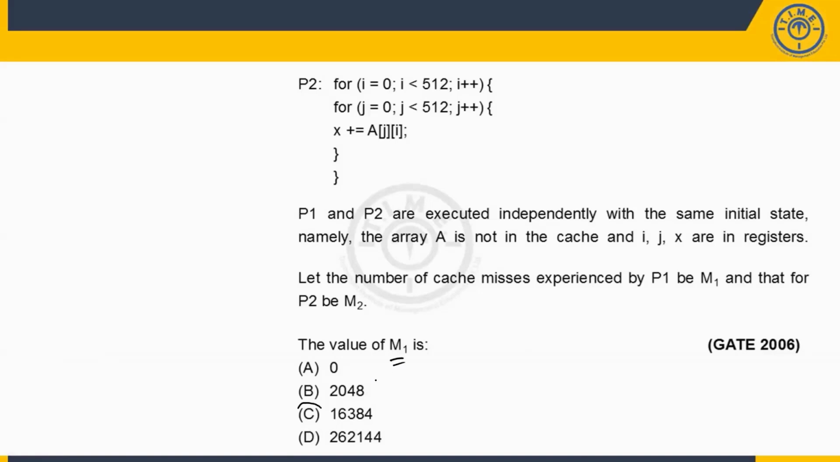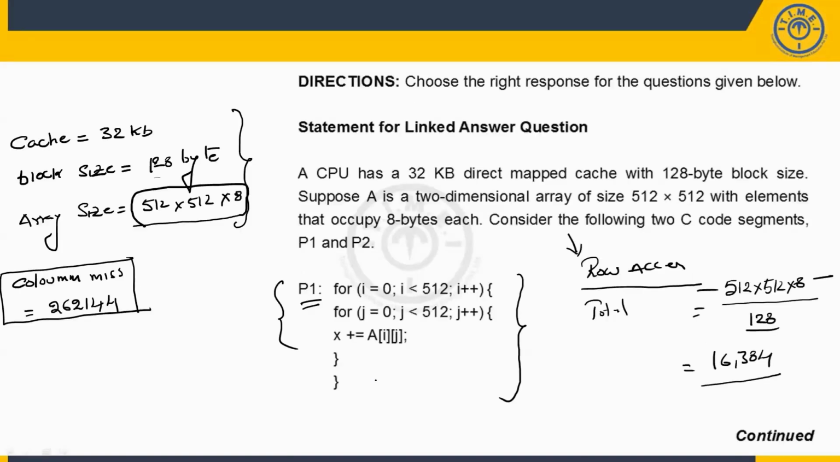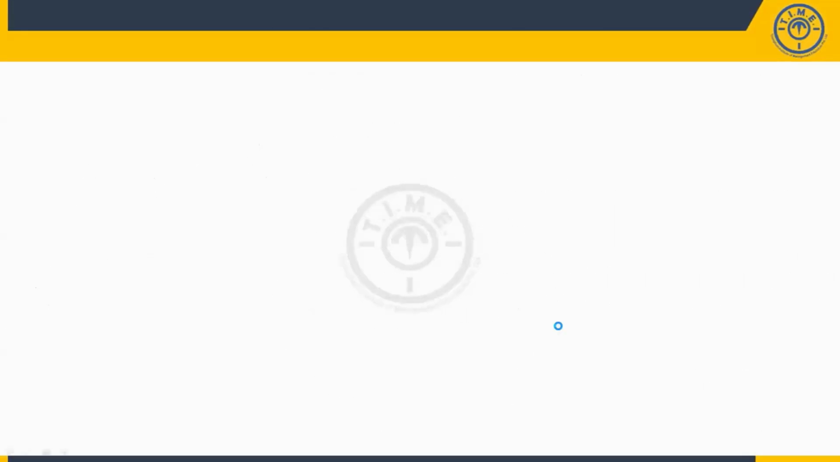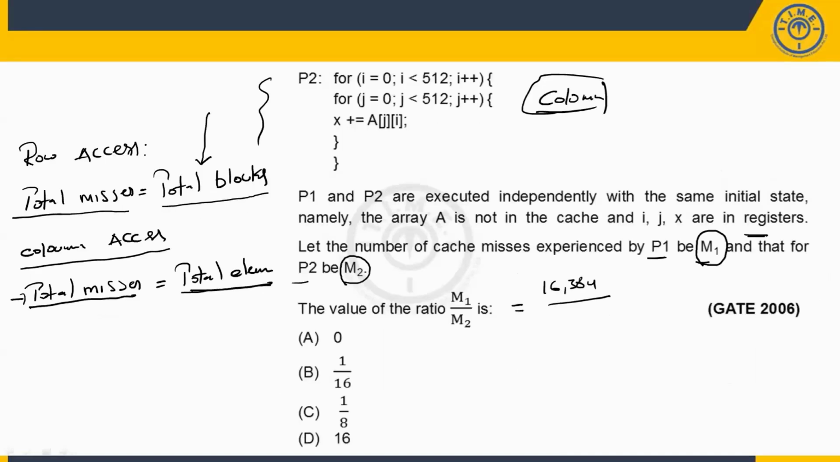That is 16384. And the second question is the value of M1 divided by M2. M1 divided by M2 is 16384 divided by 262144. 16,384 is the row misses. Column misses is 262144. If you simplify this, you will get 1 by 16. This is the answer for this.